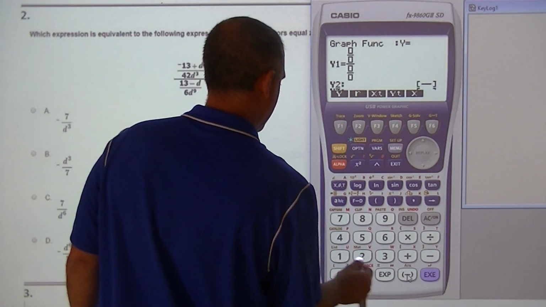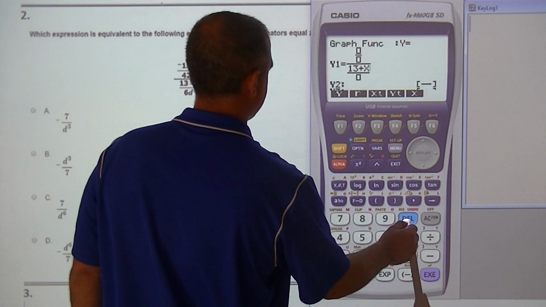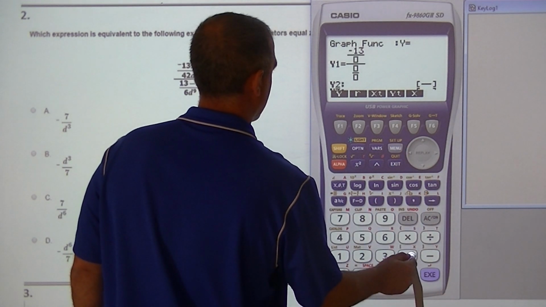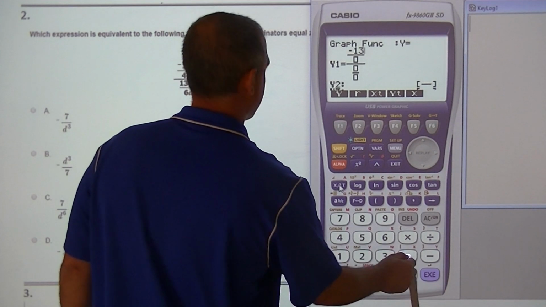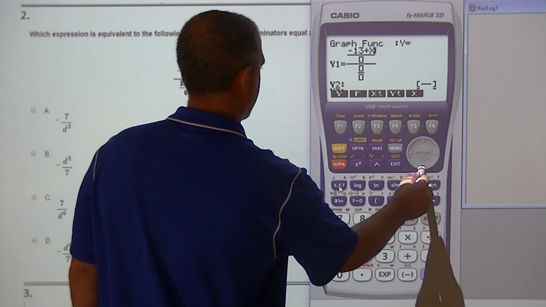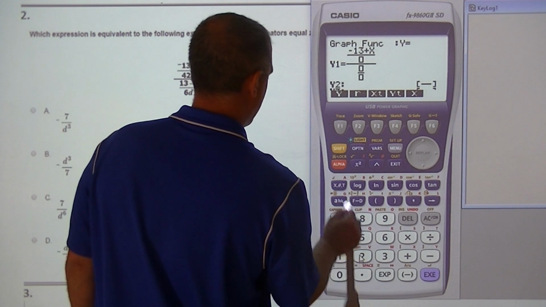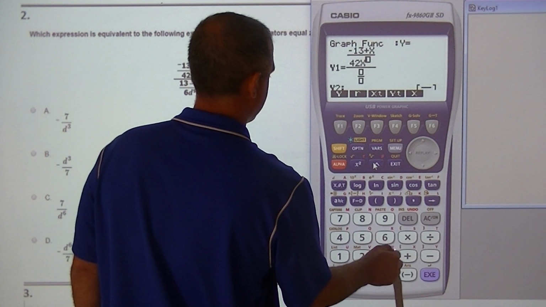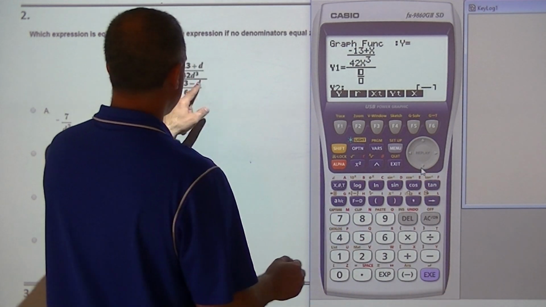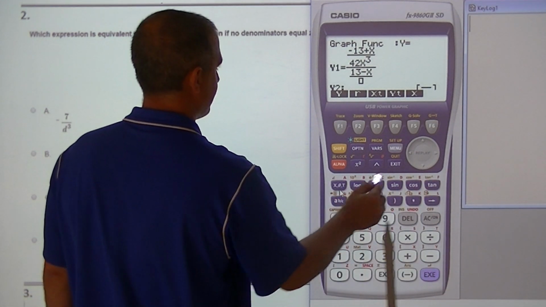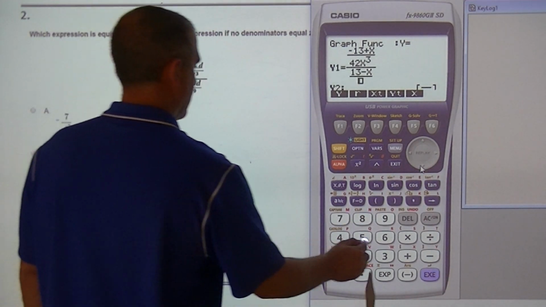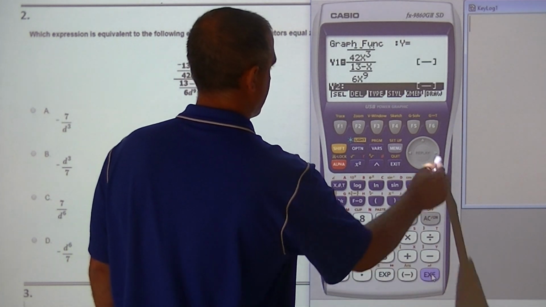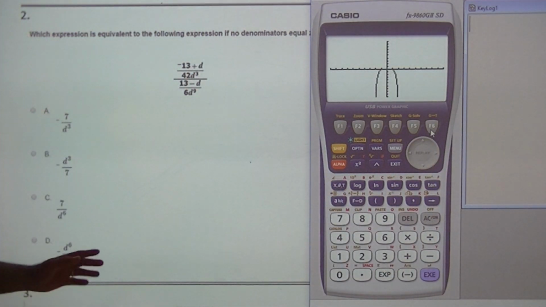So I got negative 13 plus x, and then 42x cubed. Then 13 minus x, and 6x exponent 9. Okay, that's what my picture looks like.